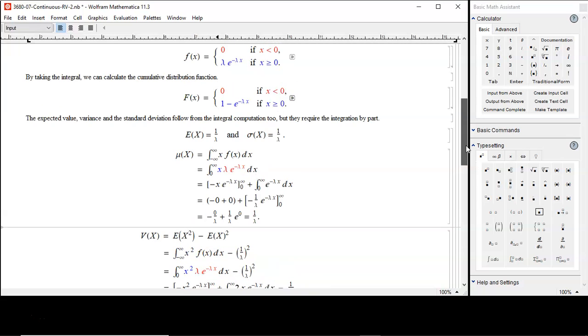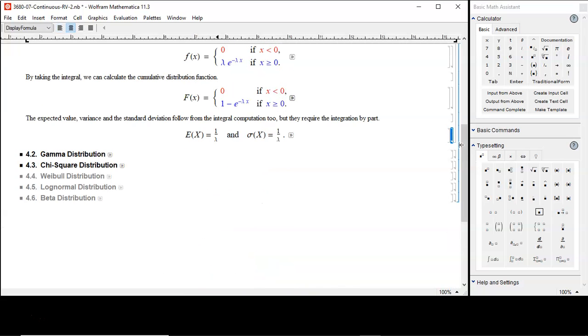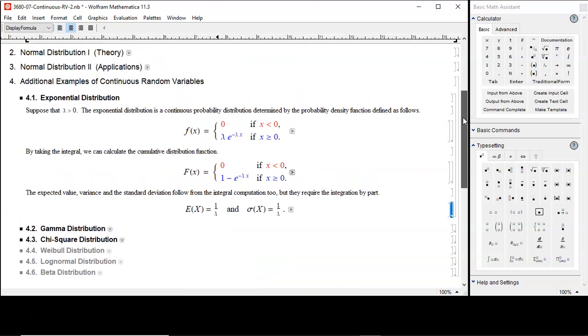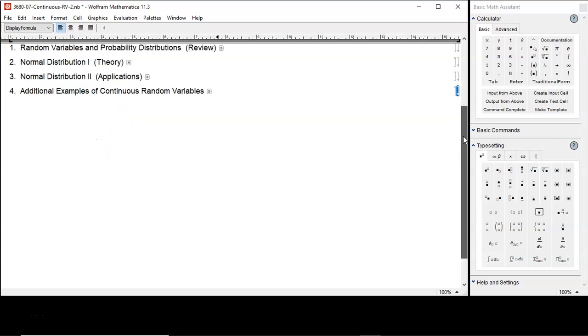So there goes the exponential distribution. And as for the gamma distribution and such, let's talk about those in a separate video. Let's stop here for now.